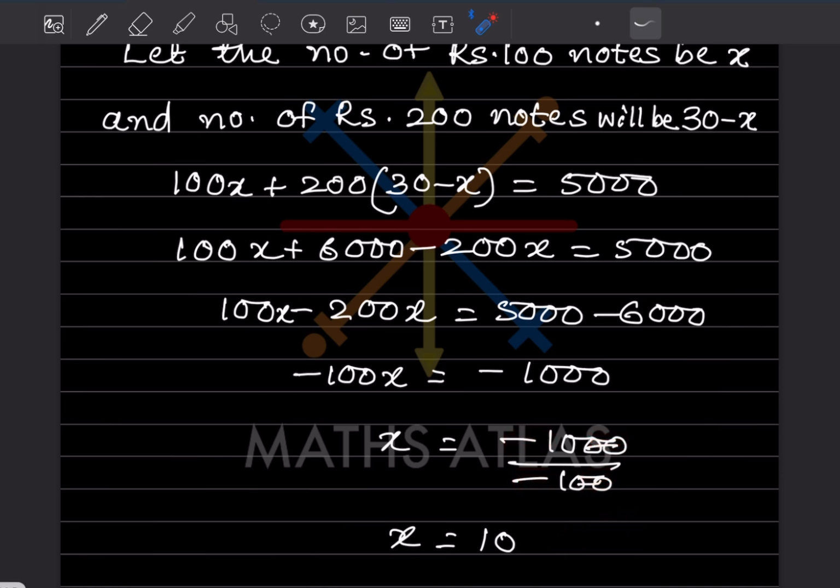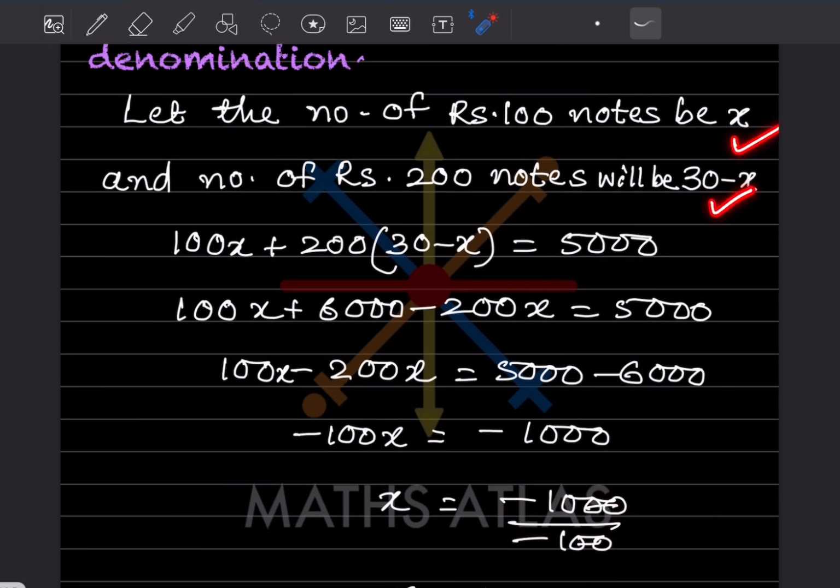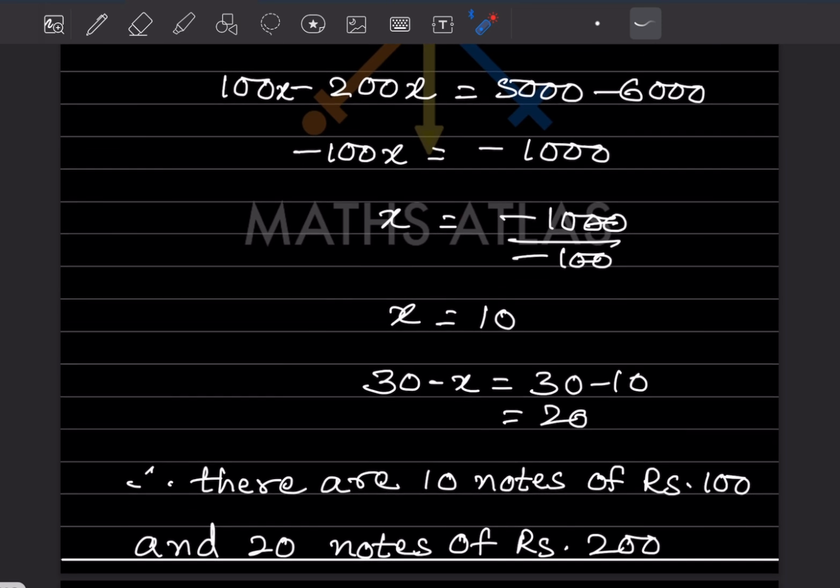So now we got x as 10. So we will see for 30 minus x. 30 minus x will be 30 minus 10. So that is going to be 20. So there are 10 notes of rupees 100 and 20 notes of rupees 200.